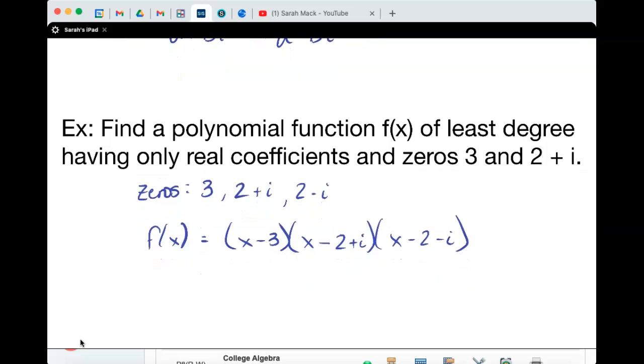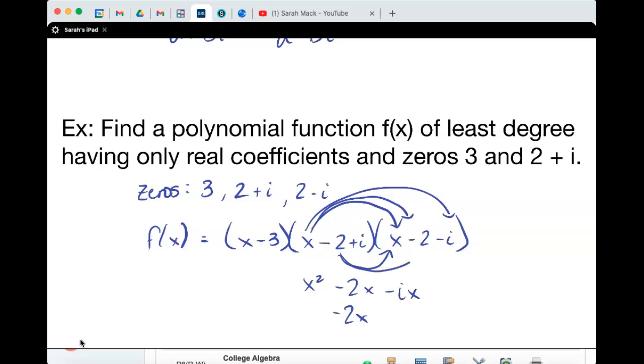We're going to multiply all this. So I would probably multiply the imaginary parts first, and ignore the x minus 3, and multiply that later. Here we go. x times x is x squared, x times -2, and then x times i. Okay, the other one. And then going to -2, multiplying it. And I'm going to write my like terms together.